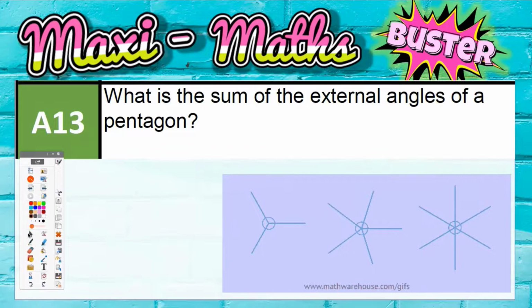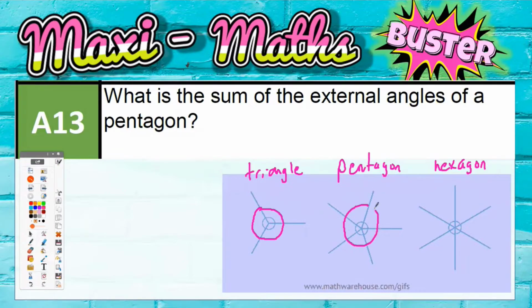So let's pause that. So this one on the left was a triangle. This one was a pentagon. And this one was a hexagon. Now, as you can see, no matter what the shape is, you could always draw a circle around the exterior angles because these angles were all exterior angles.